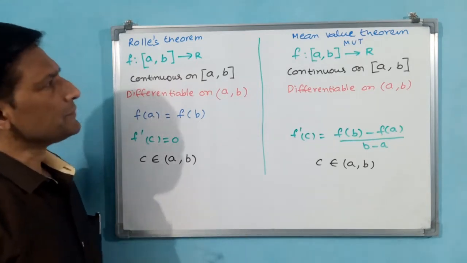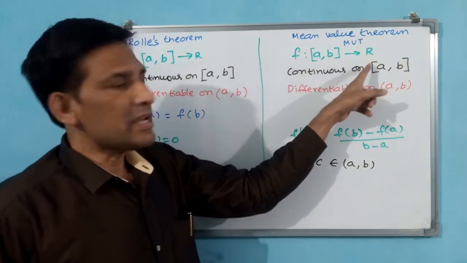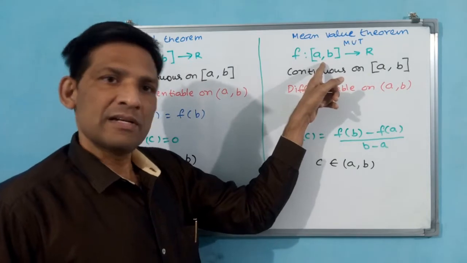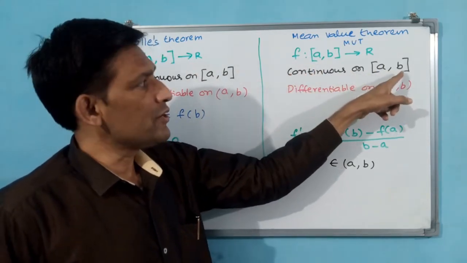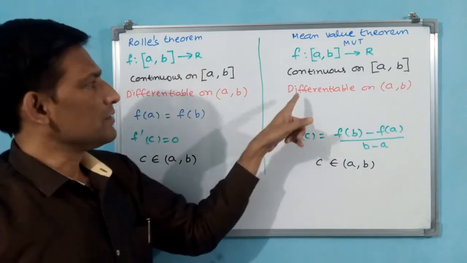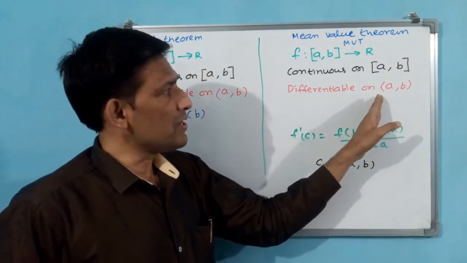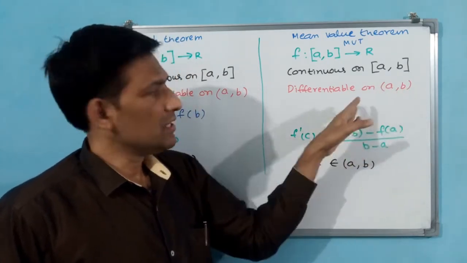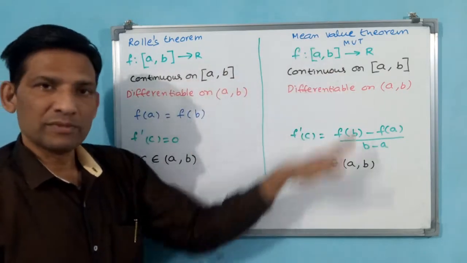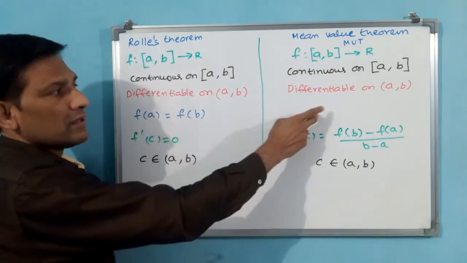Come to the mean value theorem. See, this function is a real valued function on the closed interval A to B, same. This function is continuous on the closed interval A to B, same. This function is differentiable on the open interval A to B. That means from A to B, not A or B. Why? Because open interval. Same. So Rolle's theorem. Okay. See here, f of A is not equal to f of B.